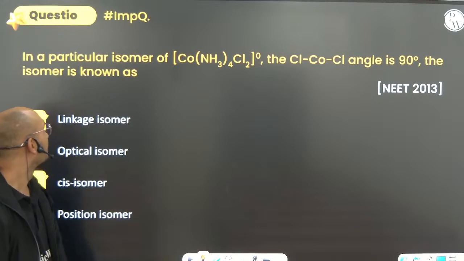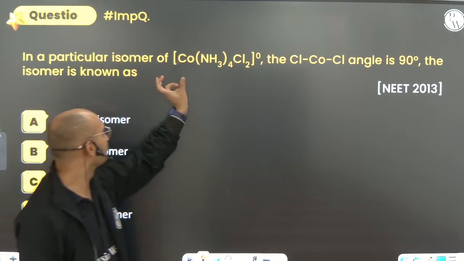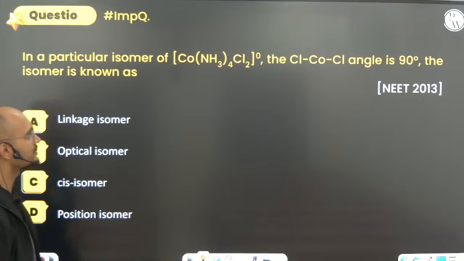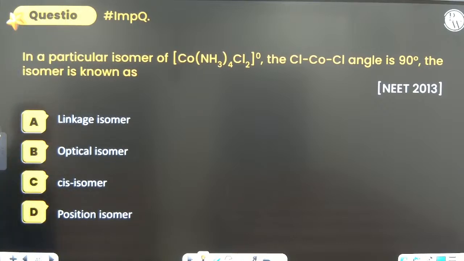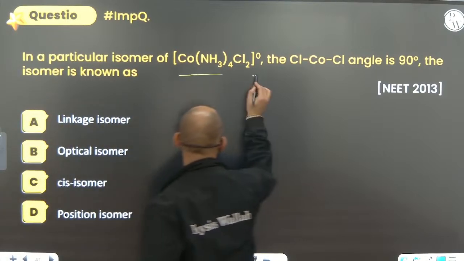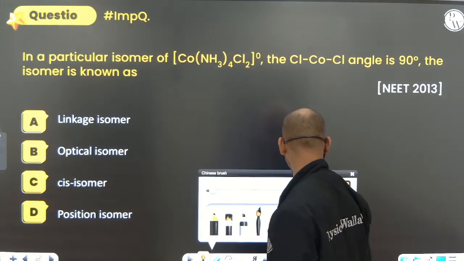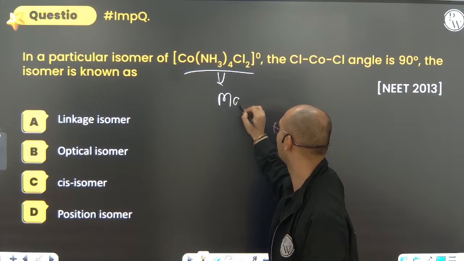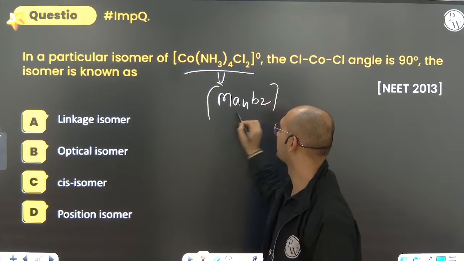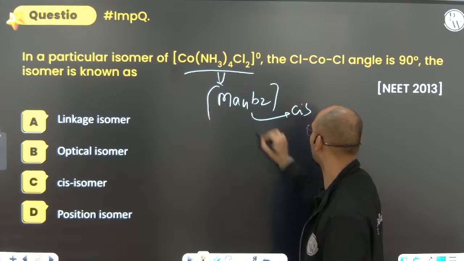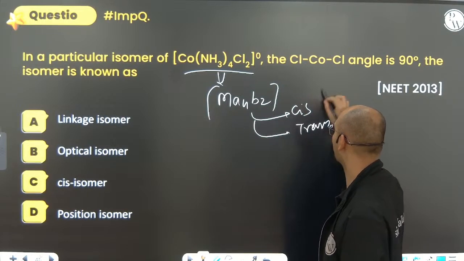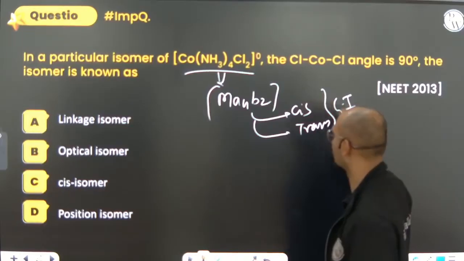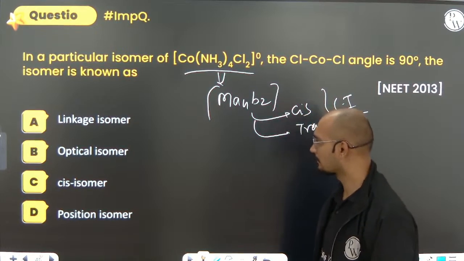In a particular isomer of this, the Cl angle is 90 degrees. The isomer is known as, see, now there are two possibilities. It may be cis or trans. It is an M A4 B2 type. It may be either cis or it may be trans, and cis-trans is for GI, geometrical isomerism. Can you see?